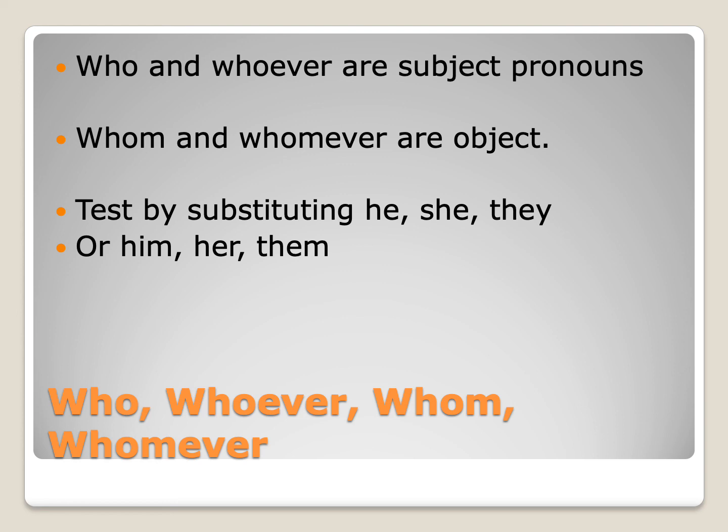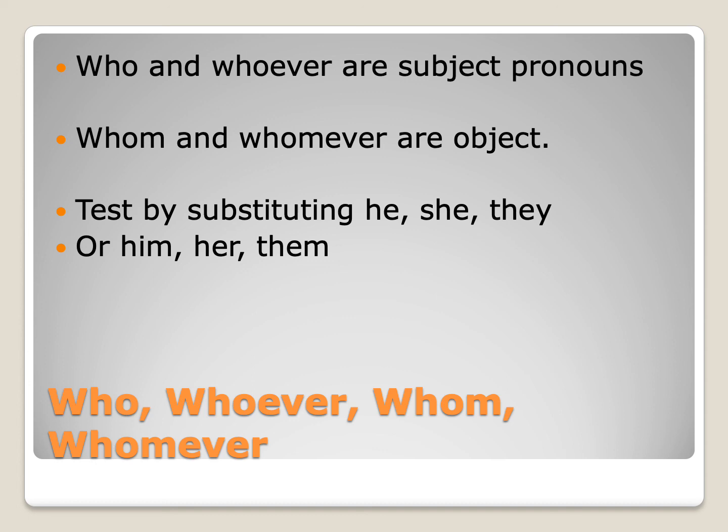All right, so this is the other one. If you go to cocktail parties when you get older, you can really irritate people by correcting whether they're saying who or whom correctly. So who and whoever are subject pronouns, whom and whomever are object. You test it by substituting. If he, she, or they works, then it's going to be who or whoever. If him, her, them works, then whom and whomever is what should be used.